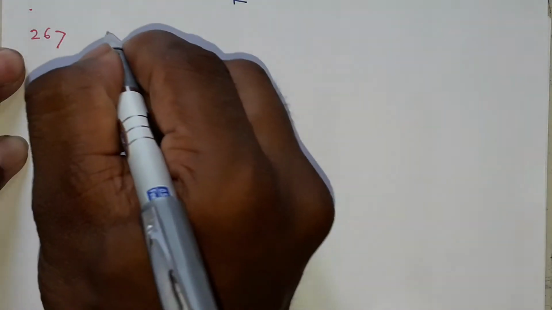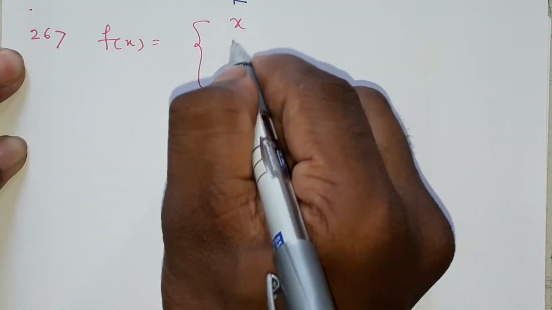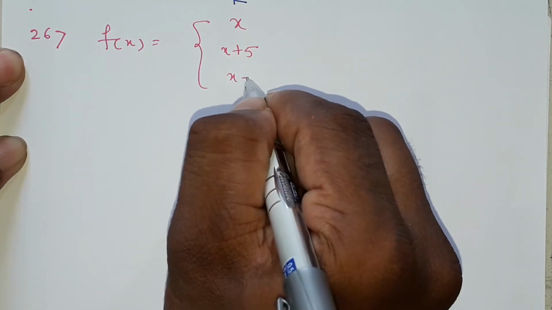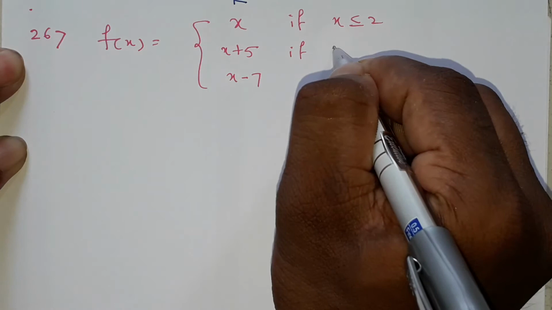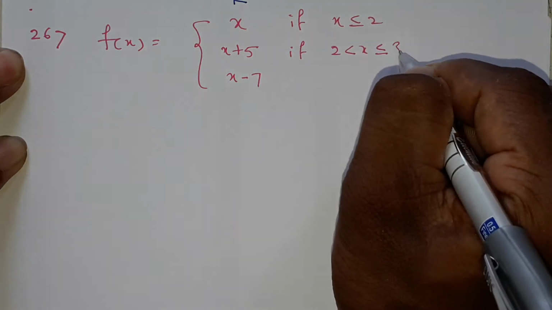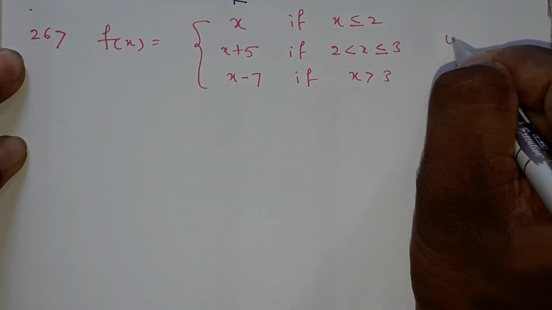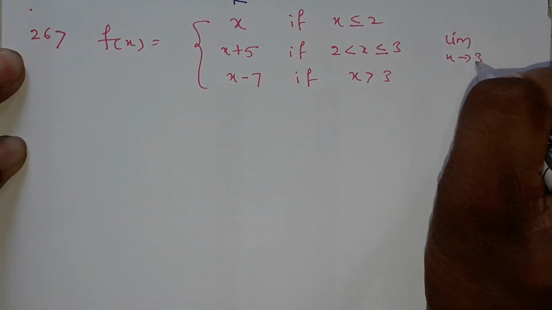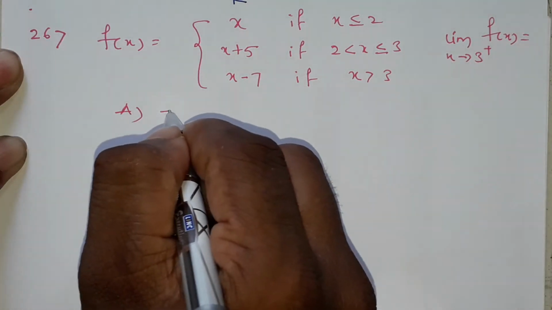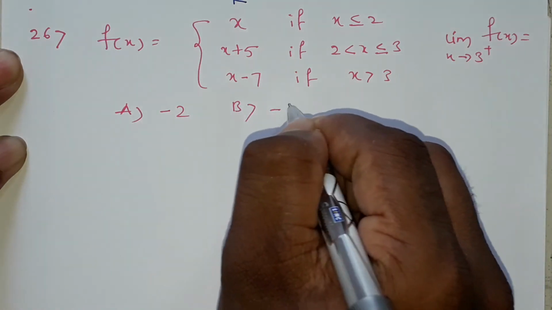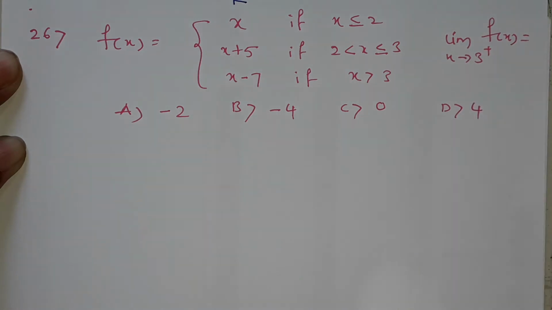26th one. f of x equal to x plus 5, x minus 7. If x less than or equal to 2, if 2 less than x less than or equal to 3, if x greater than 3. So what we find here, limit x extends to 3 plus f of x equal to what? Option A is minus 2. Option B is minus 4. Option C is 0. Option D equal to 4.